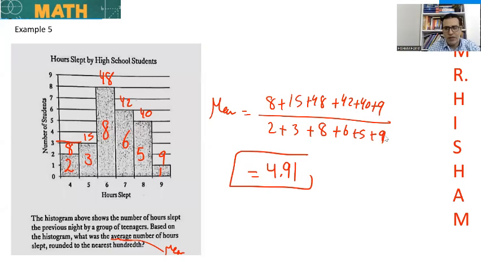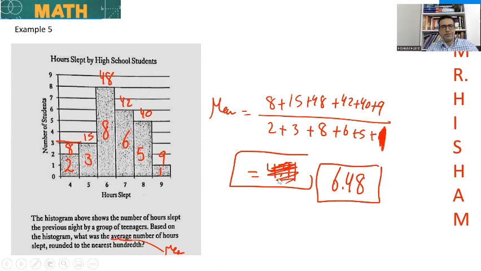Sorry for that, I added this one. It's supposed to be 1, not 9. So the right answer is 6.48 to the nearest 2 places.